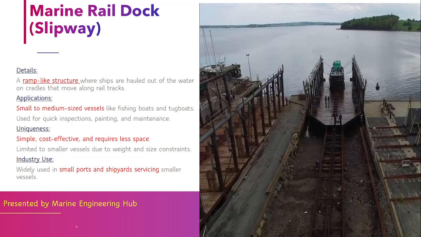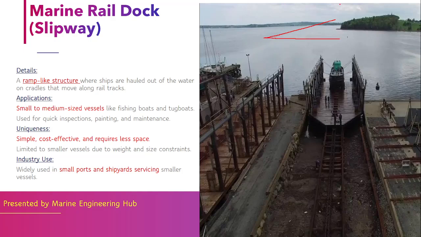So what is a rail dock? As you have seen the rail, there is a platform in which the whole dock will move up and down, and it is a type of inclined structure. It means the structure is like this, an inclined structure.